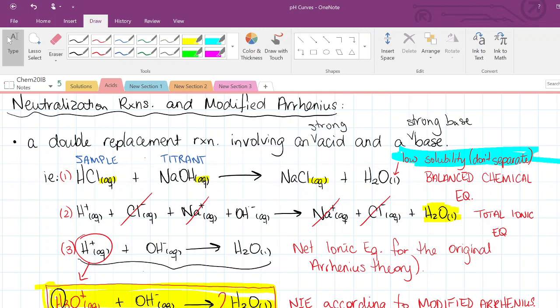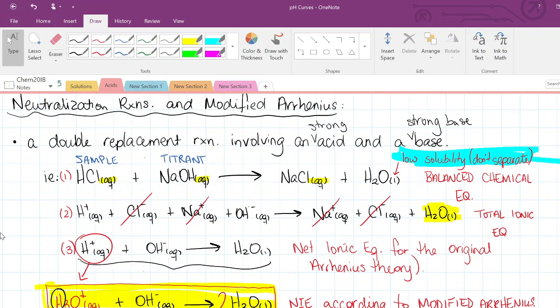And so that's why eventually your pH levels off, because once you've balanced out the amount of base with the amount of water that you produced, you're going to end up with a level pH, because the concentration of the base is going to balance out.